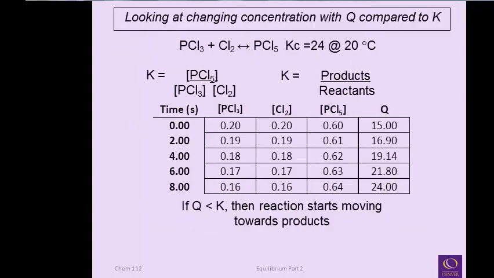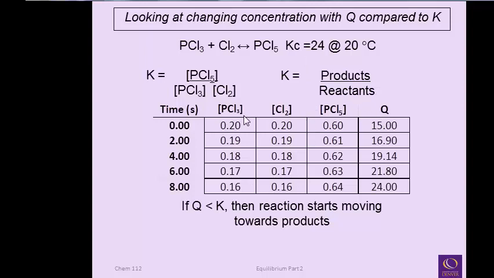So now what we're going to do is look at a way to roughly, qualitatively determine which way reactions should shift depending on what you've done, based on the relationship between Q and K. Here's the situation: phosphorus trichloride reacts with chlorine to make phosphorus pentachloride, and the Kc for that is 24 at 20 degrees C. All these reactions are happening at 20 C.